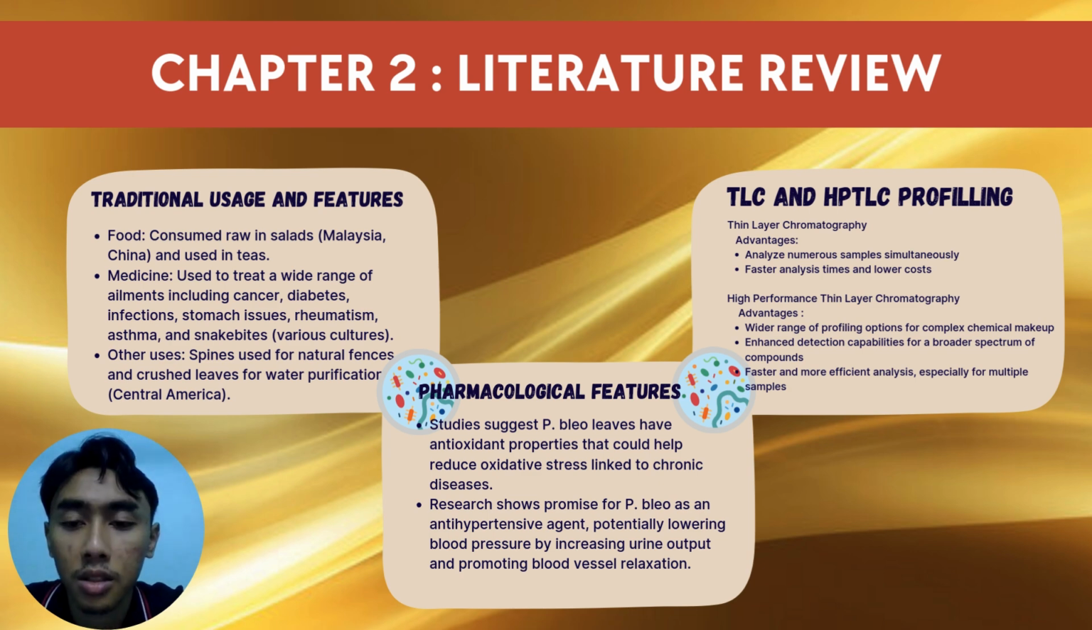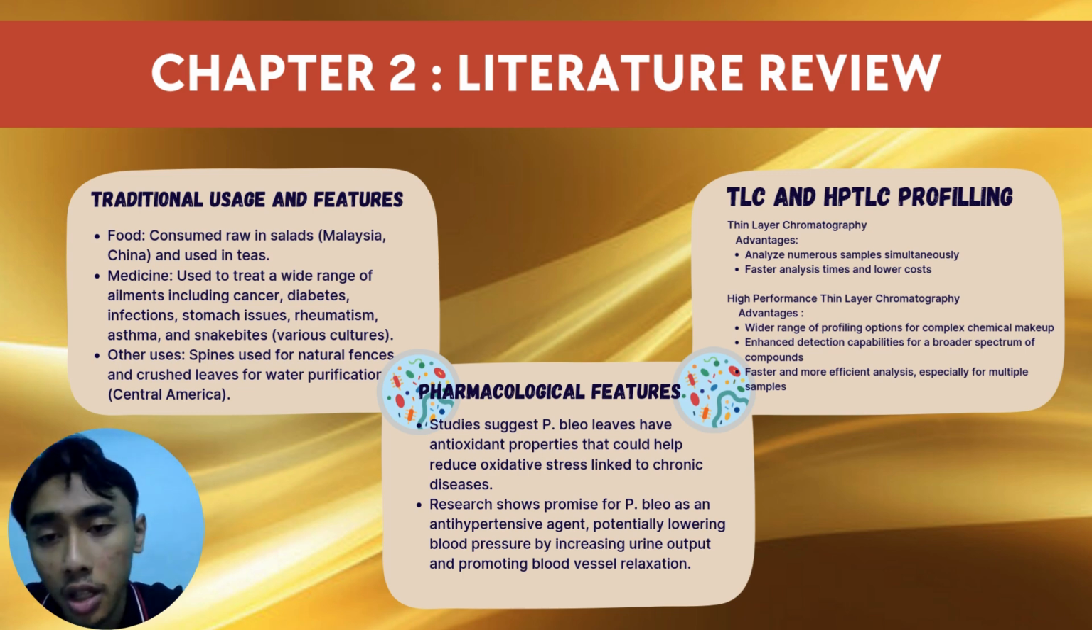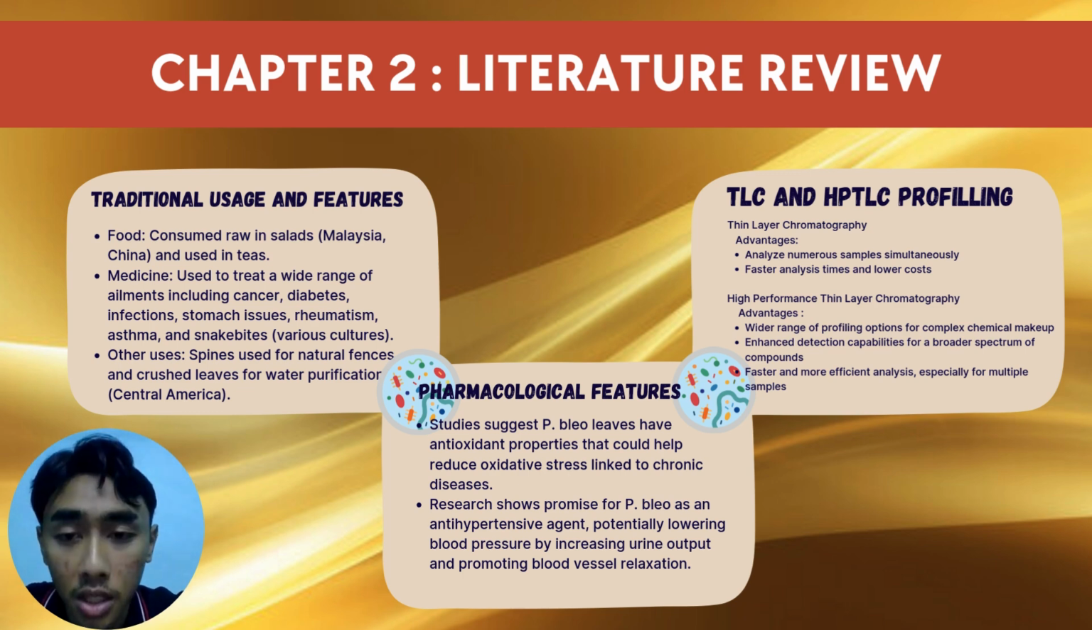The next one is traditional usage and features. This is just a summary of it. For food, it is consumed raw in salads, which is used in Malaysia and China, and used in teas. For medicine, it is used to treat a wide range of ailments, including cancer, diabetes, infections, and other diseases. For other uses, the spines are used for natural fences and crushed leaves for water purification.